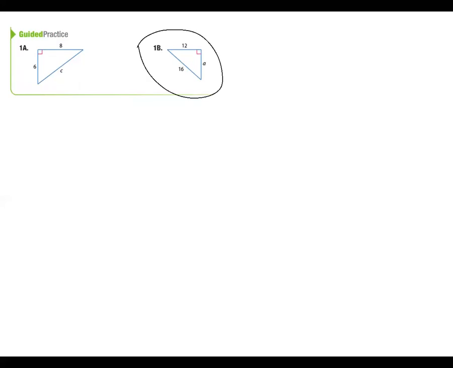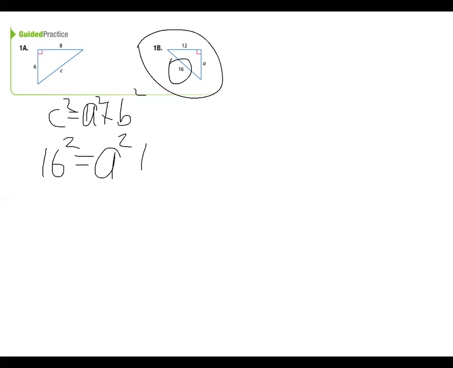All right, in this one, you would have c squared equals a squared plus b squared. The 16 has to be the c because it's opposite the right angle, which makes it the hypotenuse. I don't know the a, so leave it as a squared, and the b has to be 12. So 16 squared is 256 equals a squared plus 12 squared is 144.